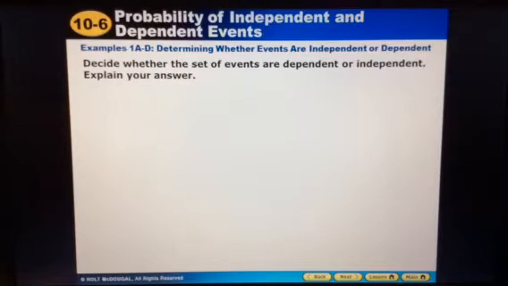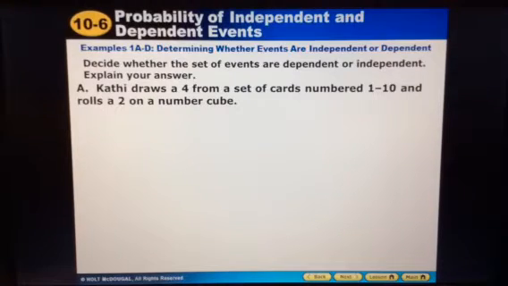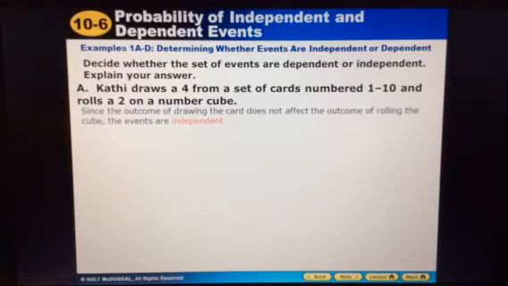Alright, so right now we just want to decide if they're independent or dependent. And so the first one, Kathy draws a 4 from a set of cards numbered 1 through 10 and rolls a 2 on a number cube. Those are two separate events. They're not going to affect the other, so that would be independent.